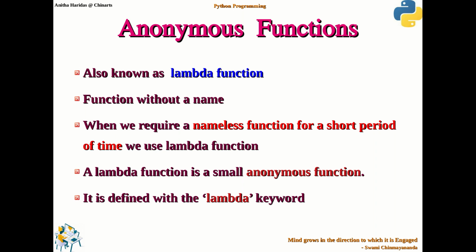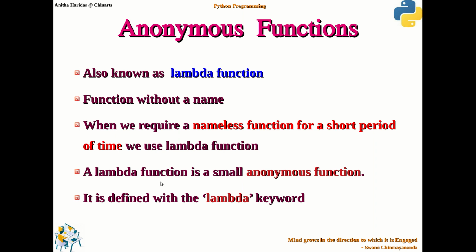Say, for example, if you have simple expressions to be evaluated, like finding a power value, or you want to find out a plus b into c, or a into b plus c into d. If you are going to have such simple expressions, you need not declare it as a normal function. Instead, you can declare it as an anonymous function, or lambda function.